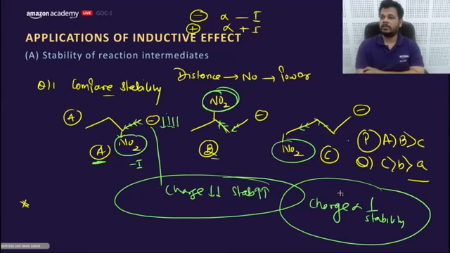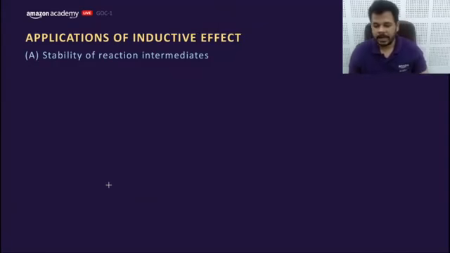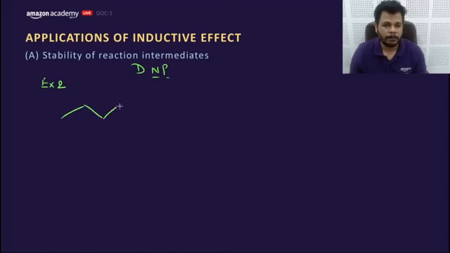Considering this, we don't consider the M effect. There is no M effect here. There is no resonance here, guys. Let's have an example, example number 2. Look for D and P. Firstly distance, then number, and then power.